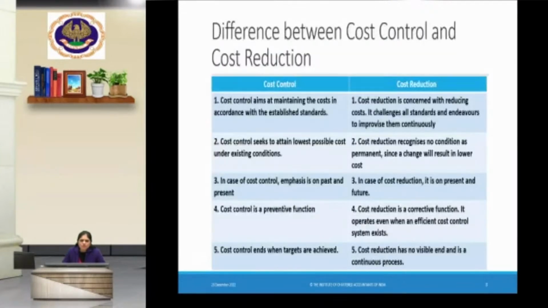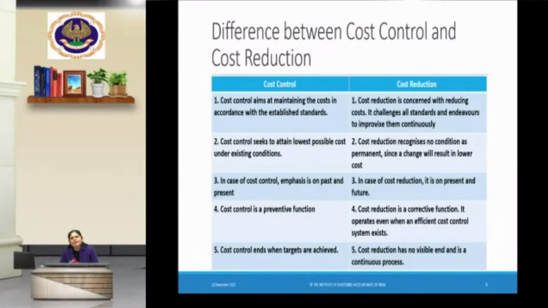Let's move further. Cost control and cost reduction. I've explained the concept, so let us very quickly just do the difference between the two. Cost control aims at maintaining the cost in accordance with established standards. So the basic difference is, in cost control, there has to be certain predetermined standards from which we measure the actual performance. Cost reduction is concerned with reducing costs.